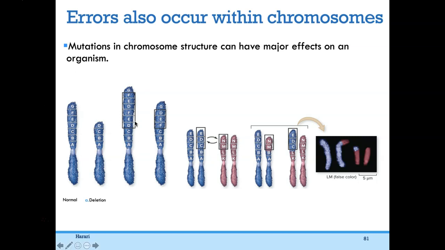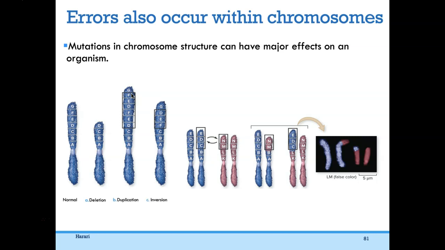You can also make copies of genes. So here it says DEF, DEF. So duplication is when you have the presence of a chromosomal segment more than once in the same chromosome. It may not cause physical abnormalities depending on which genes are duplicated.